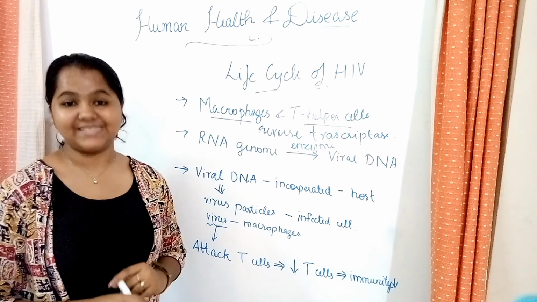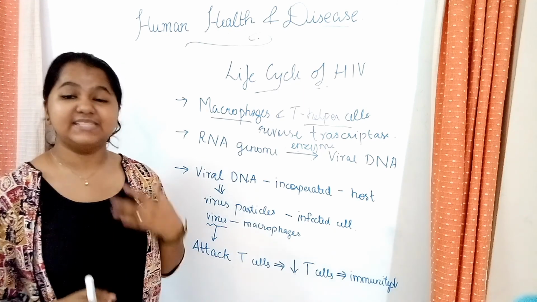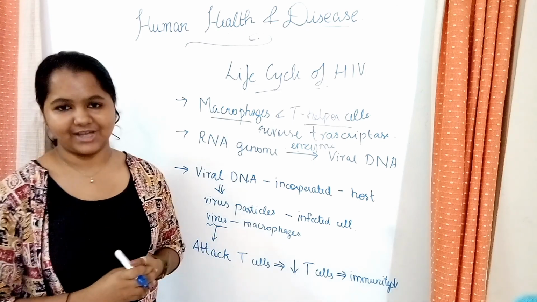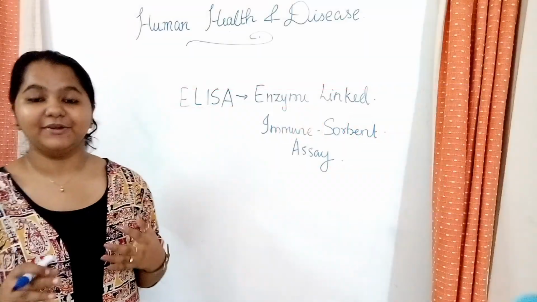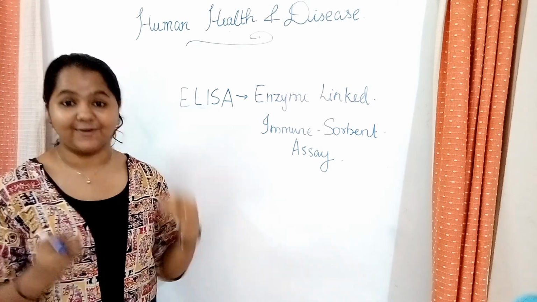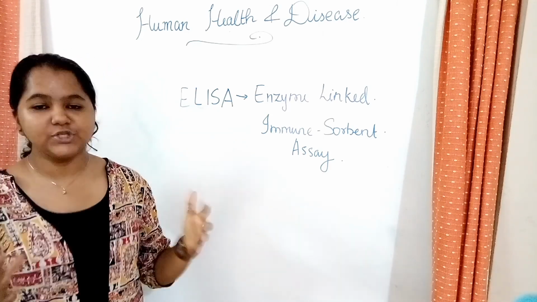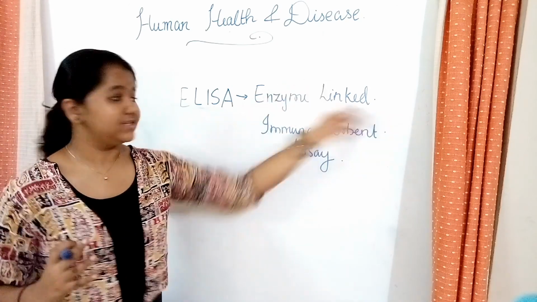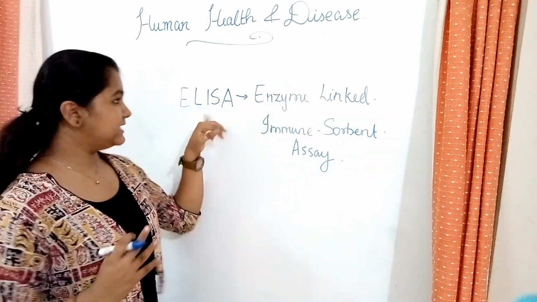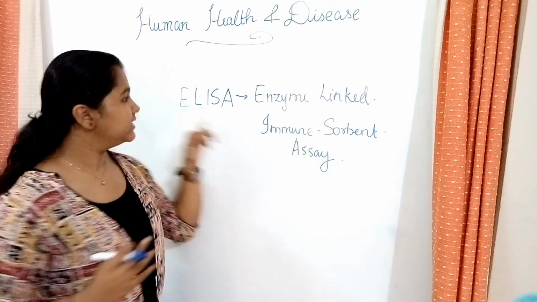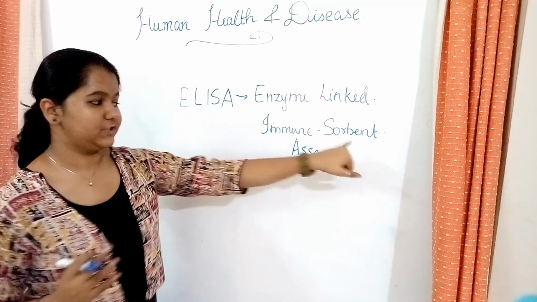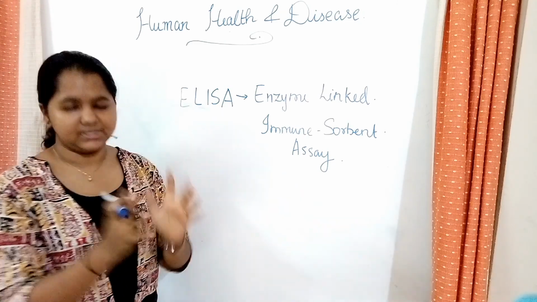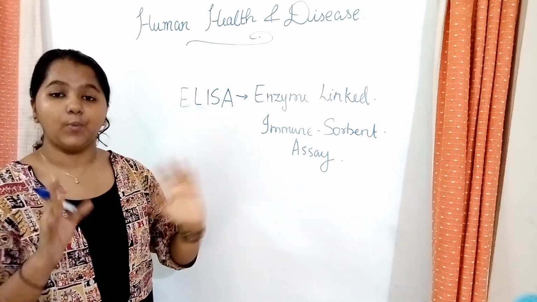So now let's see how it is diagnosed, whether there is any treatment, and the ways to prevent HIV. To talk about the diagnosis of this deadly disease called AIDS, it has a special diagnosis termed ELISA, that is enzyme-linked immunosorbent assay. E stands for enzyme, L stands for linked, I stands for immuno, S stands for sorbent, A stands for assay. So that is our diagnosis. Now we have diagnosed the disease. Now what is next?